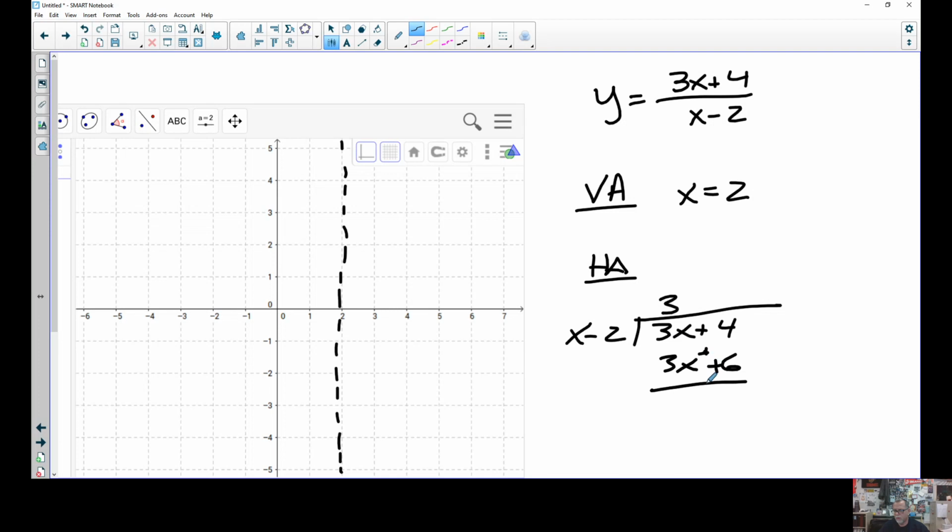Subtract. When I subtract, this becomes plus a positive, so I get 10. So this is going to be plus 10 over x minus 2. So again, we've got this equation rewritten now as 10 over x minus 2 plus 3. So what do I know about my horizontal asymptote? Well, I know it's going to be at y equals 3.